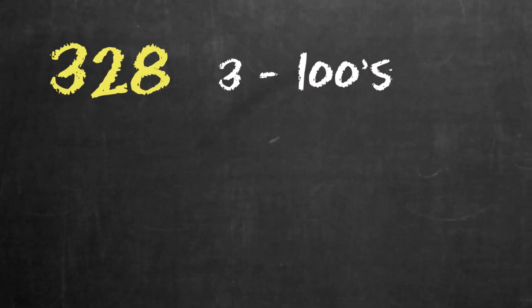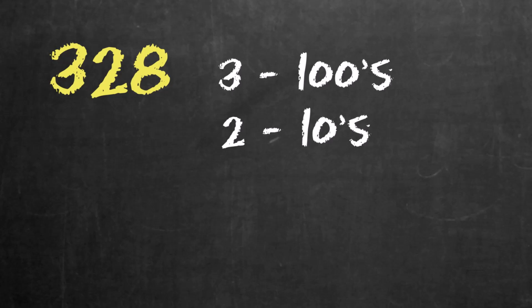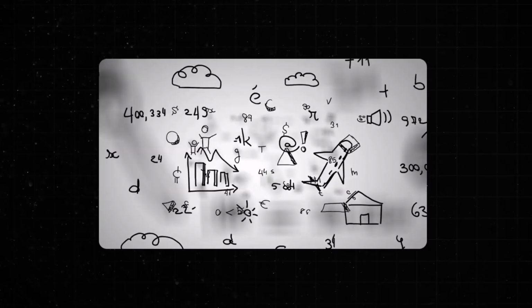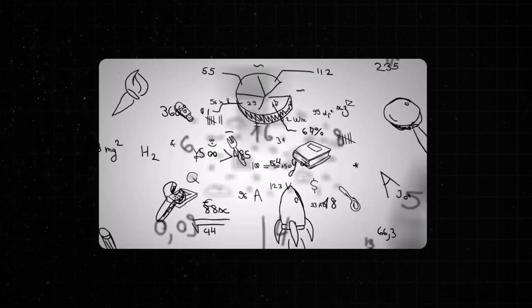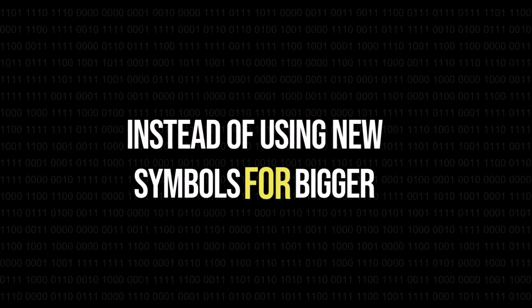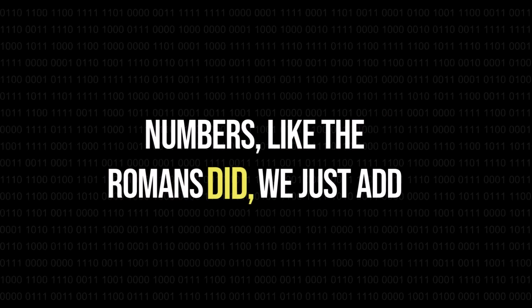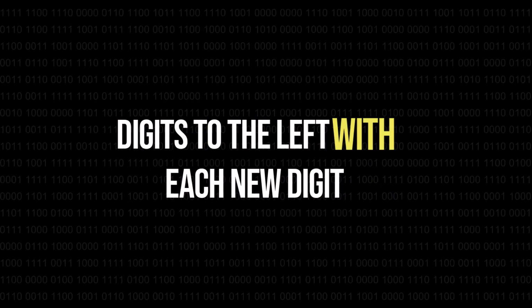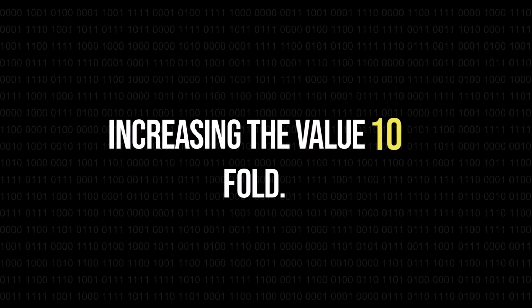So, for example, the number 328 means you have 3 hundreds, 2 tens, and 8 ones. This positional numbering structure makes math faster, easier, and more scalable. Instead of using new symbols for bigger numbers, like the Romans did, we just add digits to the left, with each new digit increasing the value tenfold.